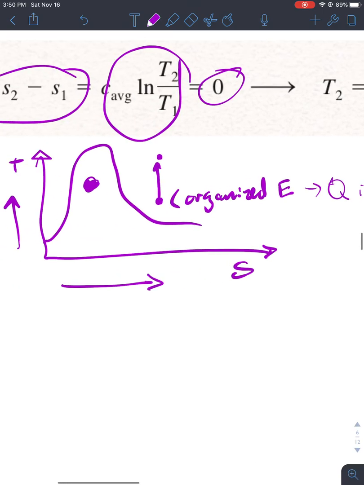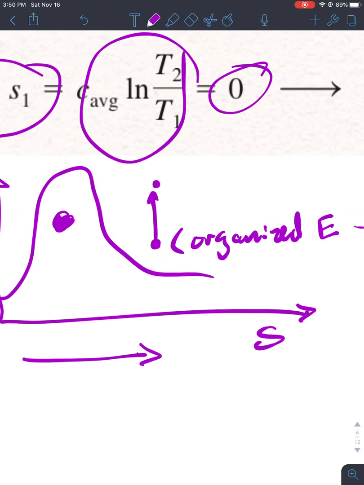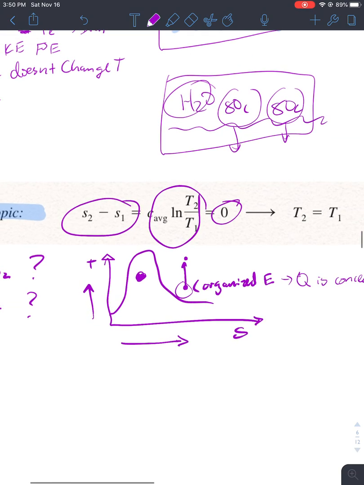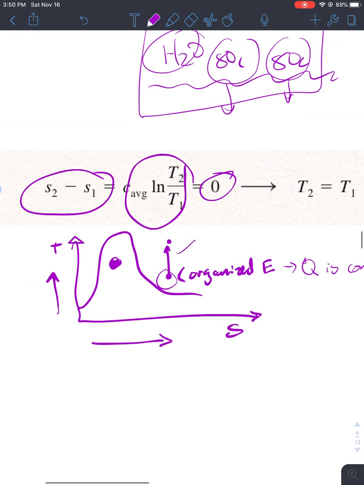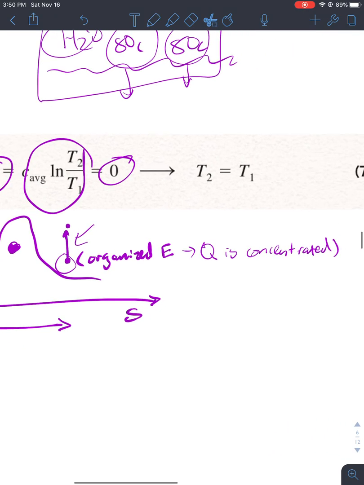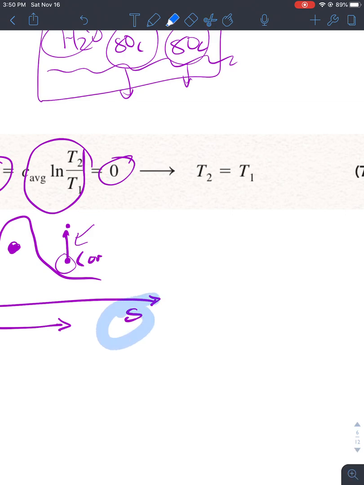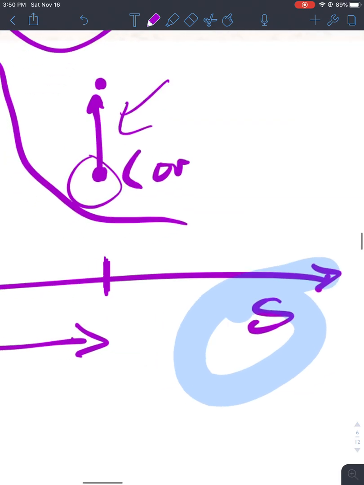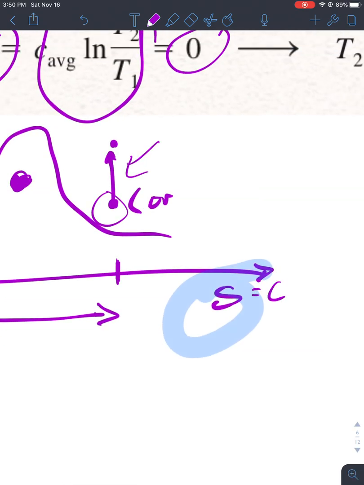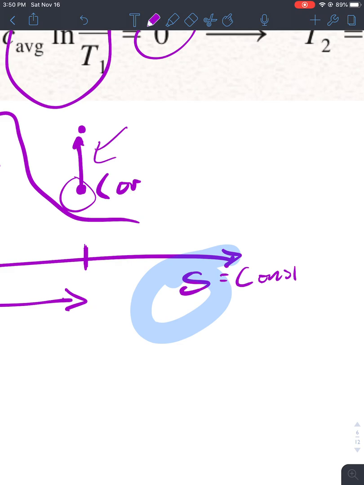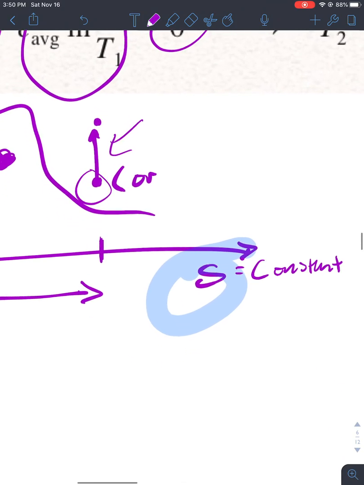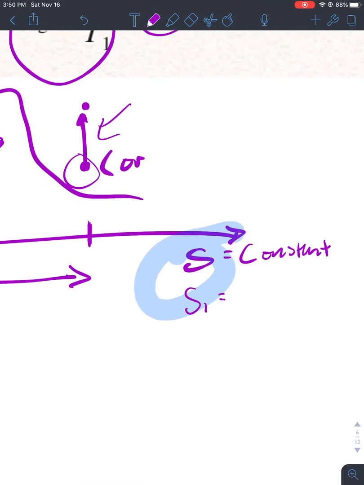All right. Oh shoot, I messed up. That's the T-axis. This is wrong. Entropy doesn't change. Here's entropy. It stays constant at this point, right here. S equals C, constant, because I just said S1 equals S2 equals constant.